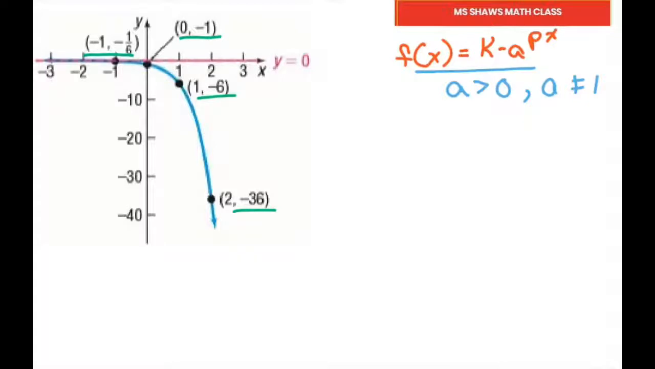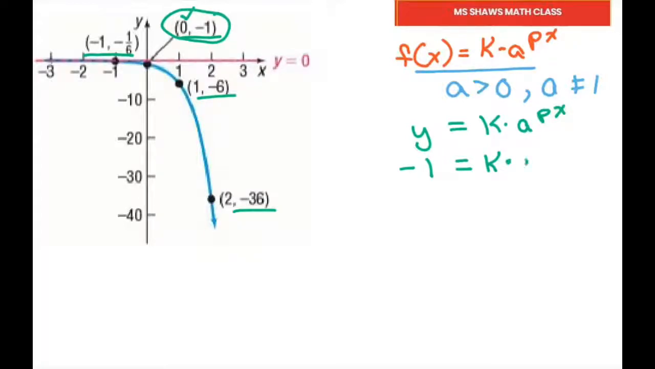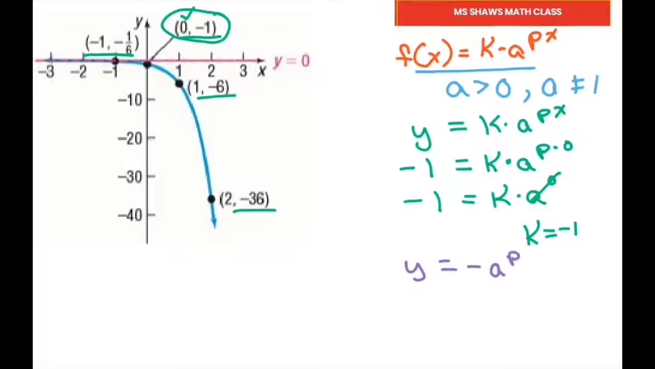And so the first thing I'm going to do, I'm going to rewrite this as y equals k times a to the x. Now I'm going to pick this point here and solve for k because my x is 0. So plug in your y and you get negative 1 equals k times a to the 0. A to the 0 is just 1. So your k equals negative 1. Therefore we have y equals negative a to the x power. So we just solved for k.